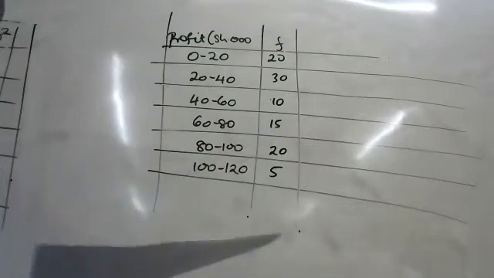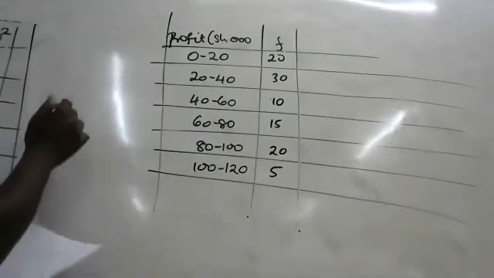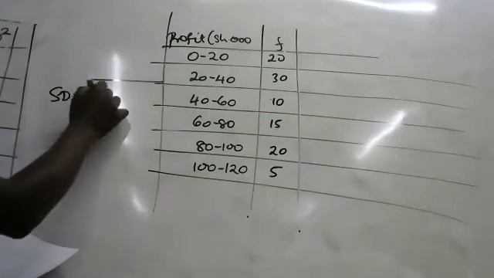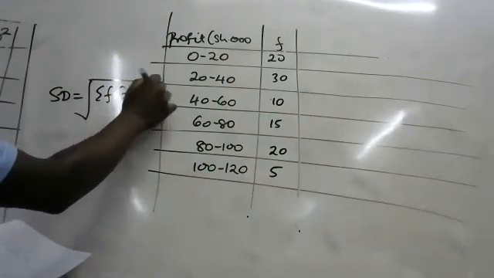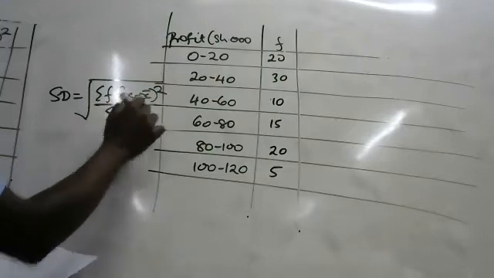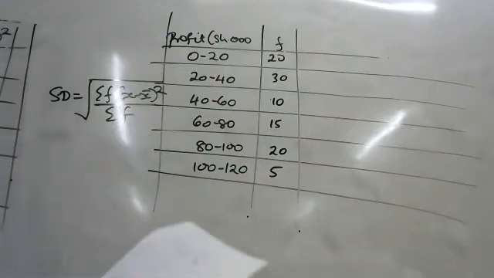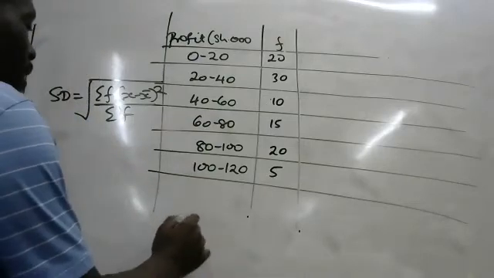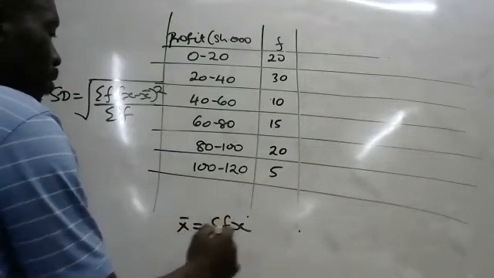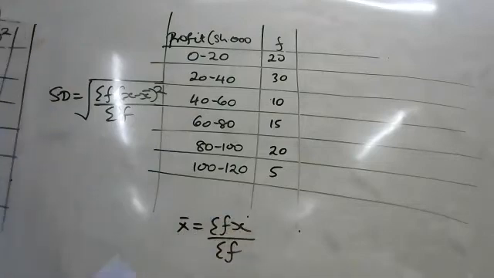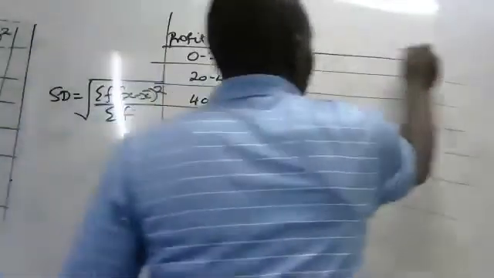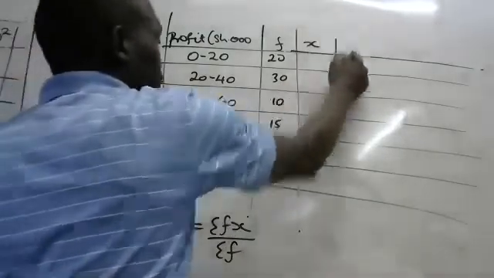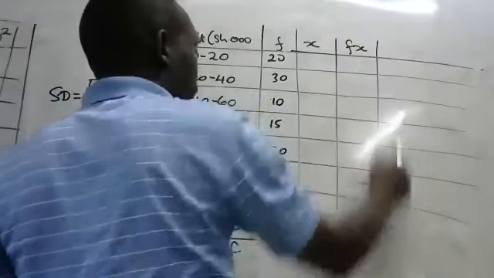Having known the formula, the standard deviation SD is given by the square root of the summation of f into x minus x bar squared over the summation of f. But we need to first of all get the x bar, which is given by the summation of fx over the summation of f. So we need the column for x, then the column for fx.